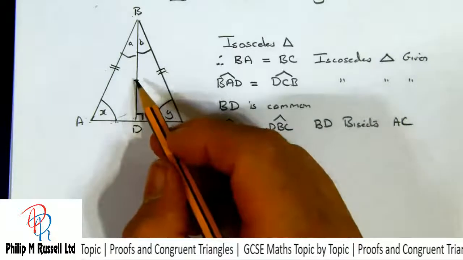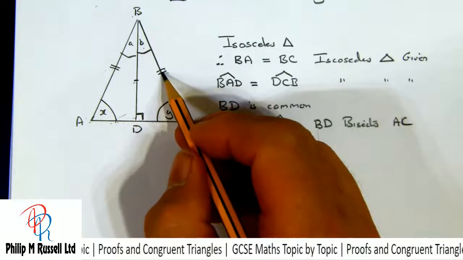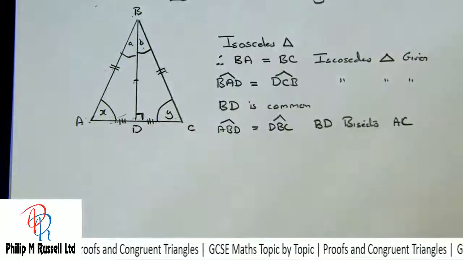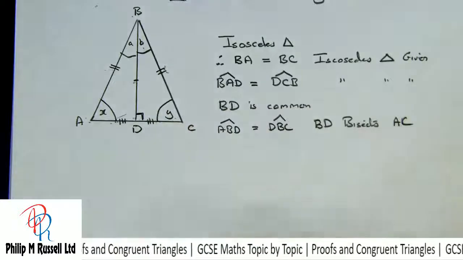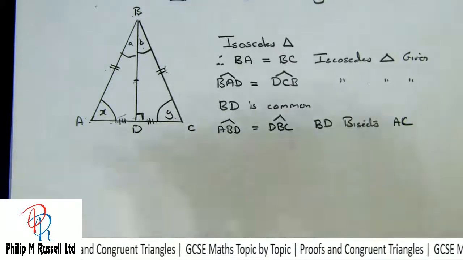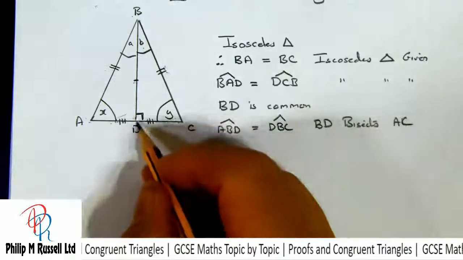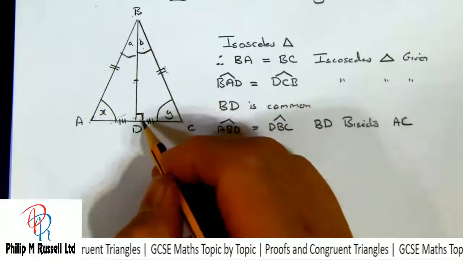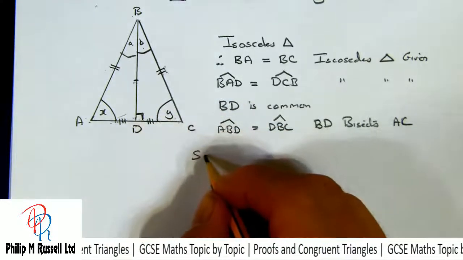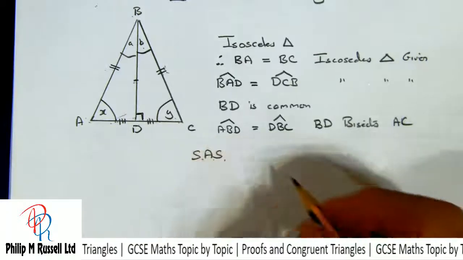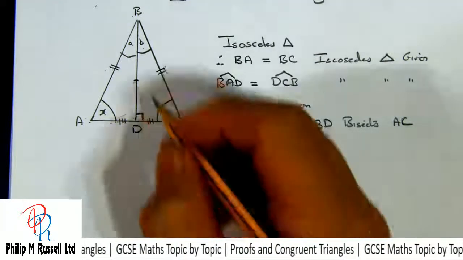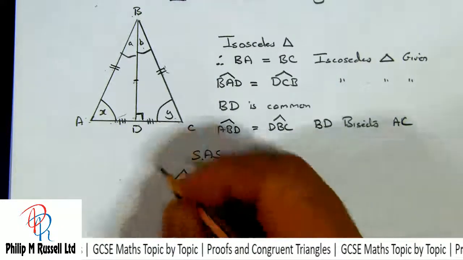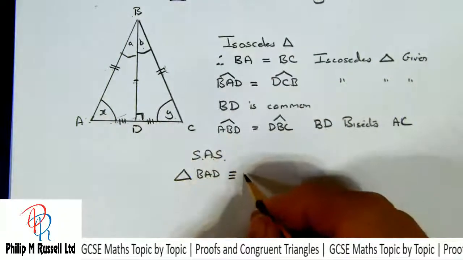So I know that side, that angle, that side, but I also know if it bisected that these two sides would also be equal. So that's probably the one I would go for. So side, angle, side. So that tells me that triangle BAD is identical to BDC.